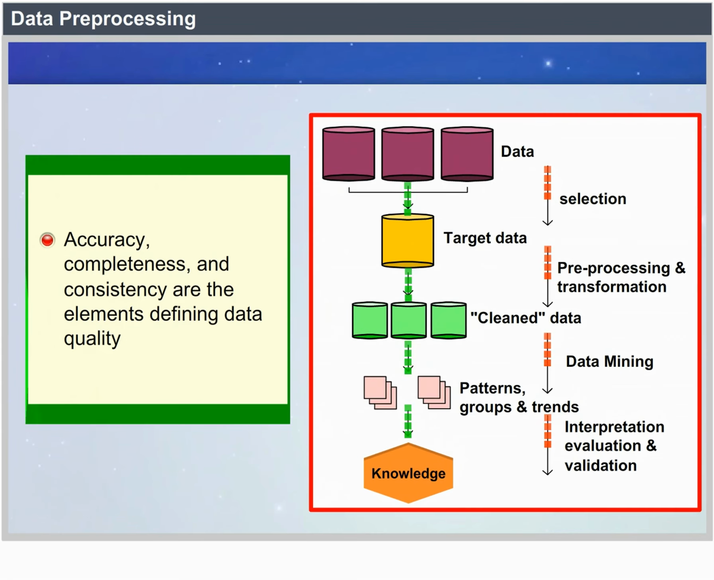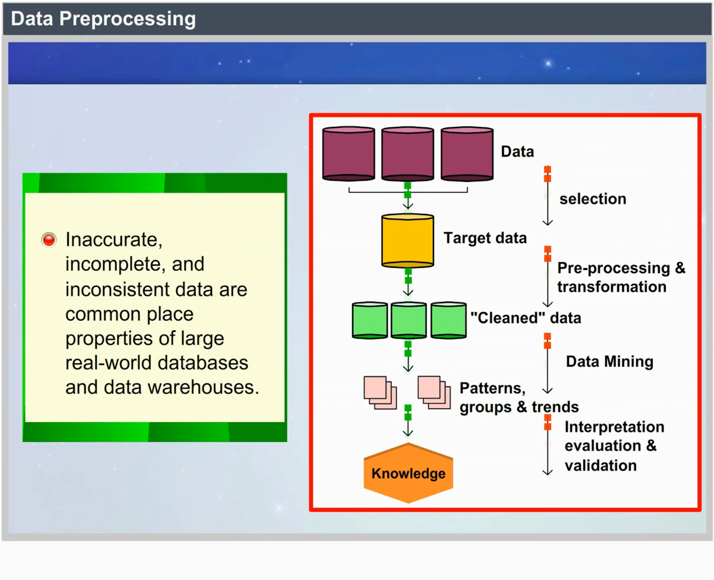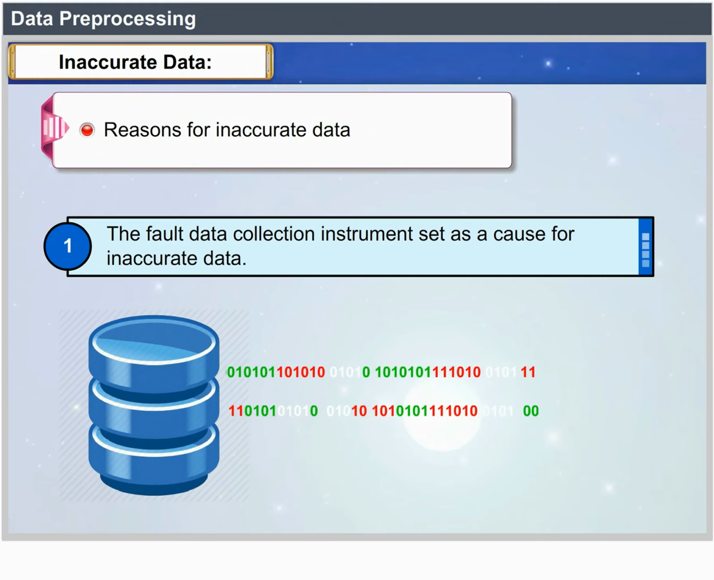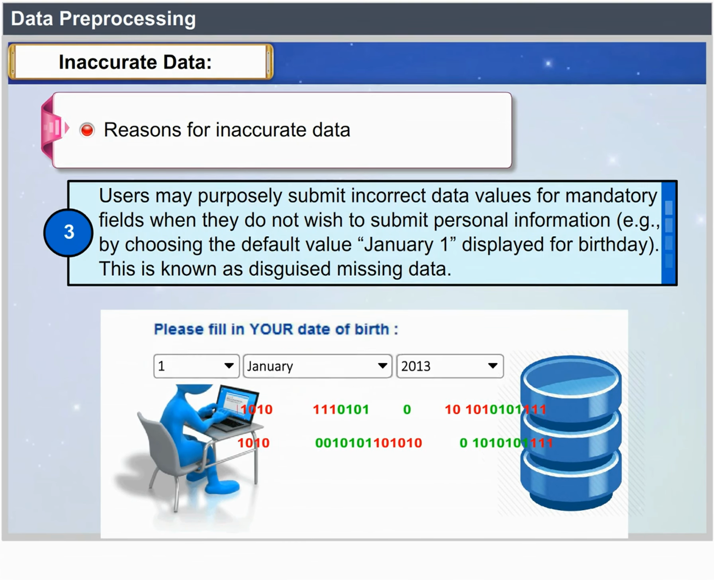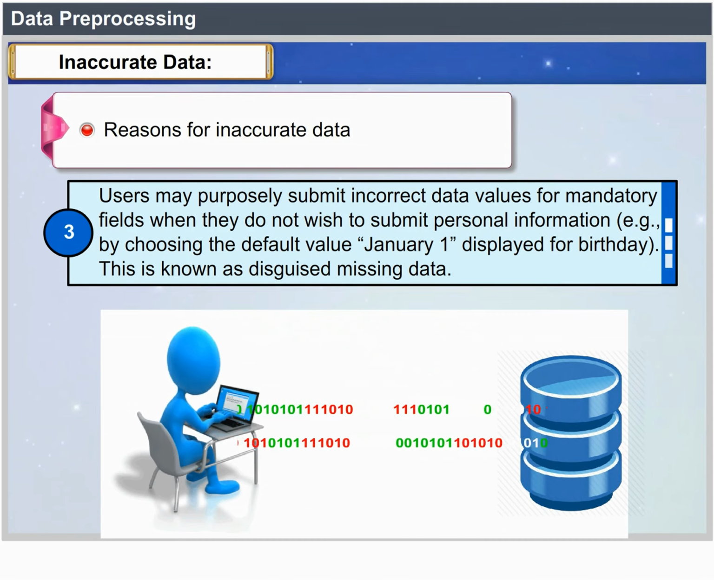Elements defining data quality: accuracy, completeness, and consistency. Inaccurate, incomplete, and inconsistent data are commonplace properties of large real-world databases and data warehouses. Inaccurate data. Reasons for inaccurate data: the data collection instruments used may be faulty. There may have been human or computer errors occurring at data entry. Users may purposely submit incorrect data values for mandatory fields when they do not wish to submit personal information, for example, by choosing the default value January 1 displayed for birthday. This is known as disguised missing data.